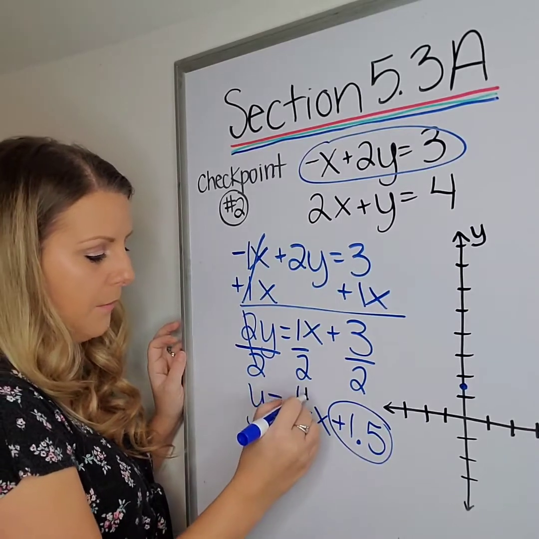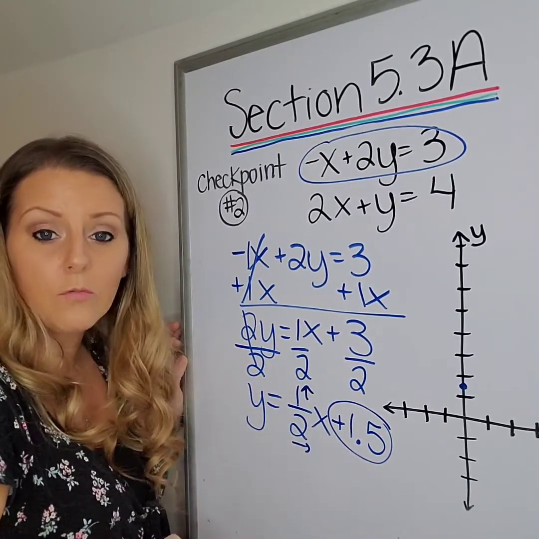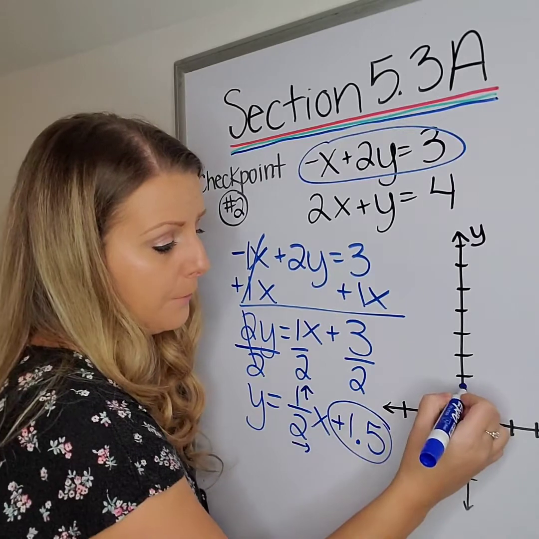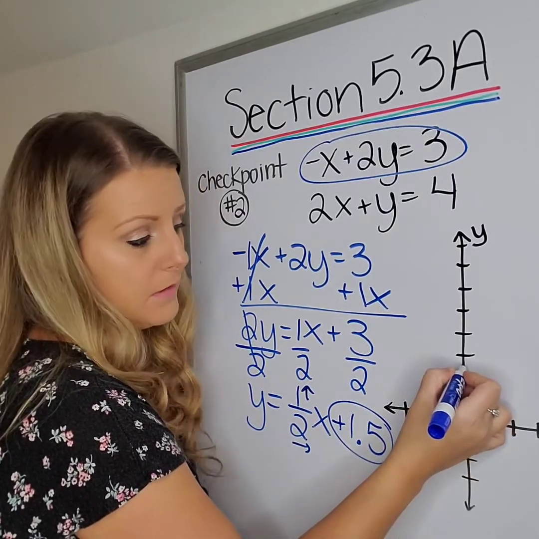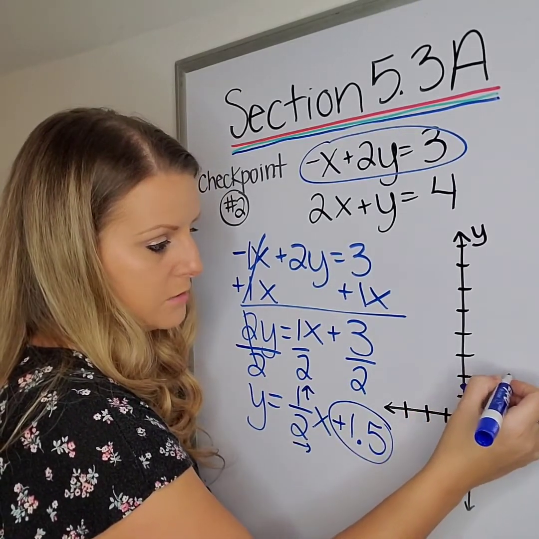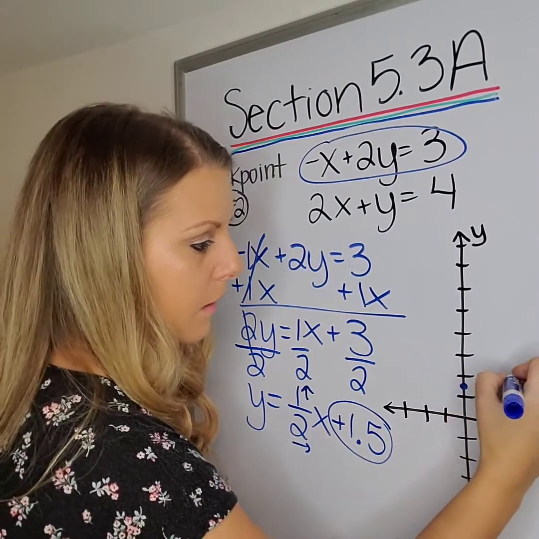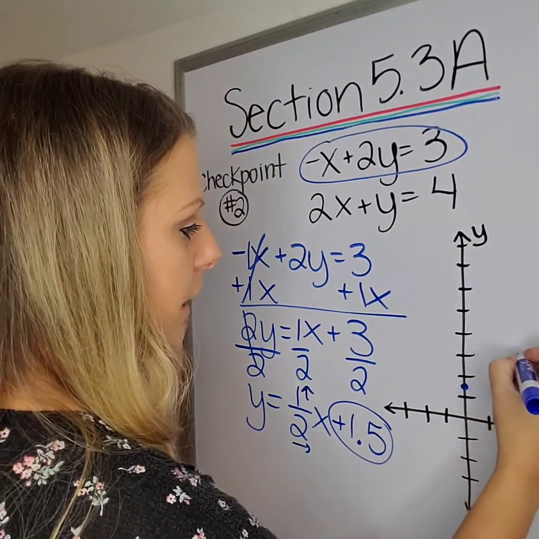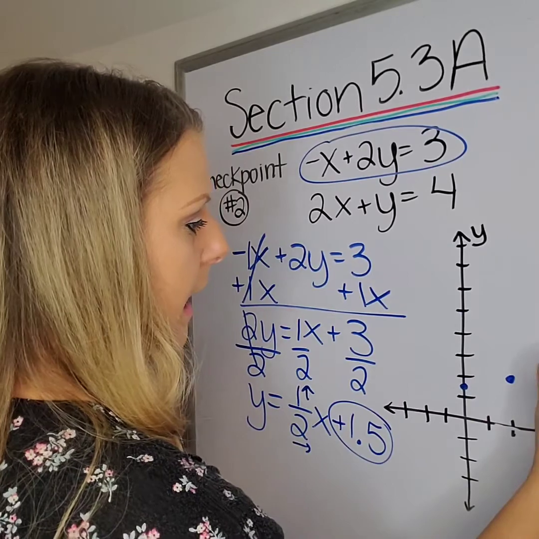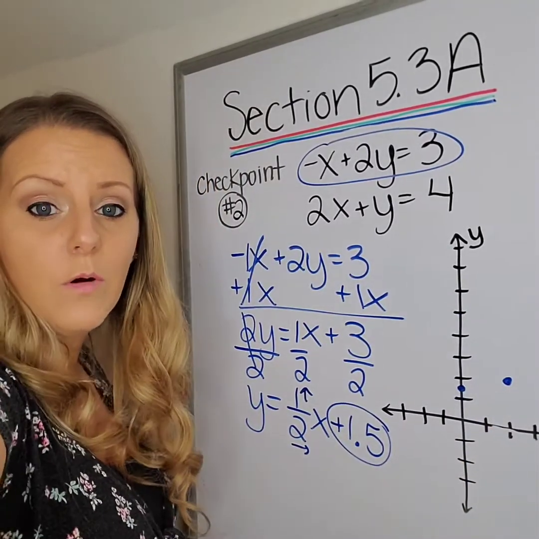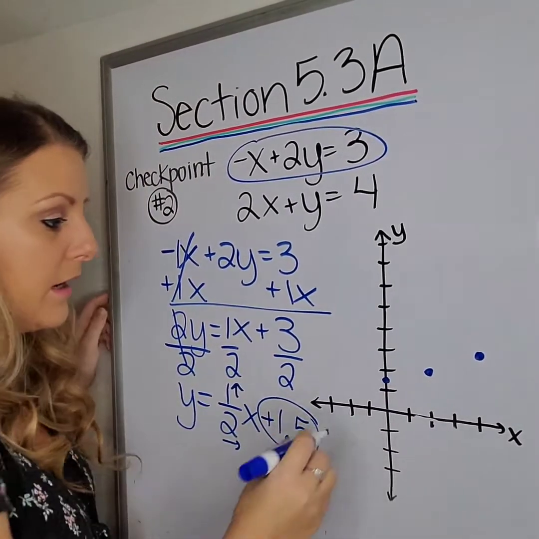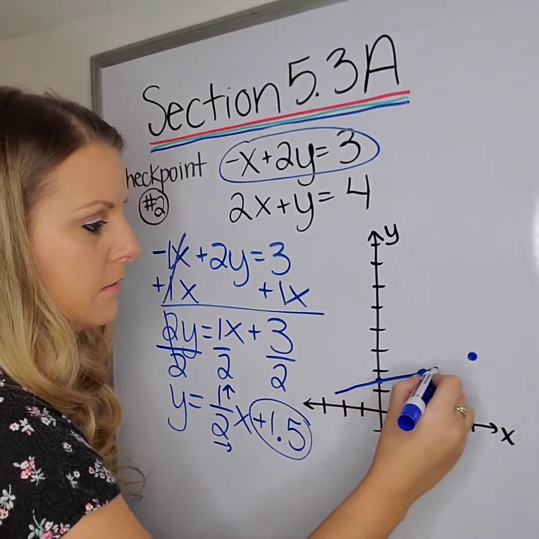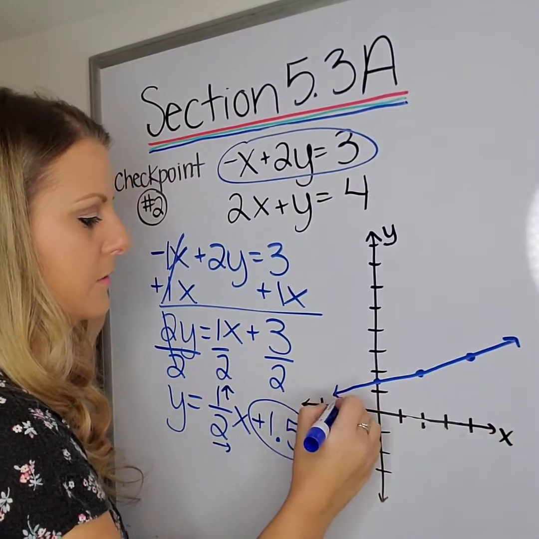Then you're going to go up 1 to the right 2, rise over run. Up 1 would be halfway up again. To the right 2, 1, 2, put a dot. Up 1 to the right 2, 1, 2, put a dot. And keep going up 1 to the right 2 until you get a couple of dots. And put your line in with arrows.